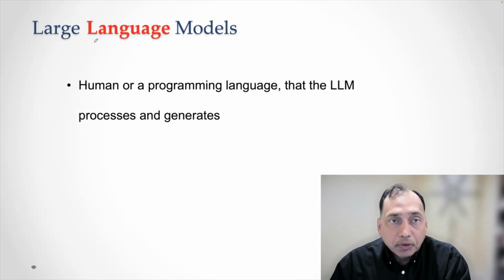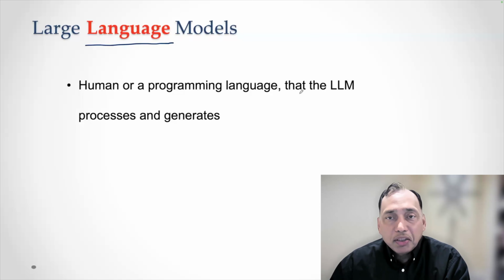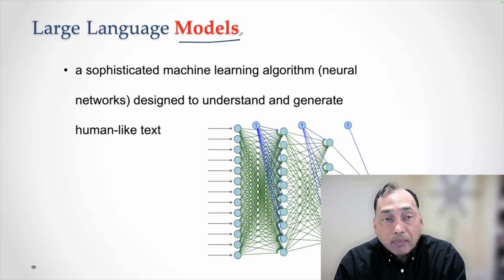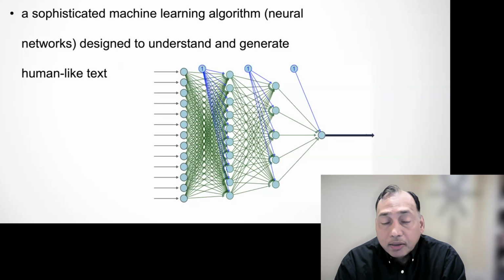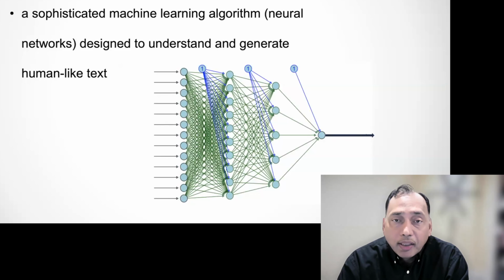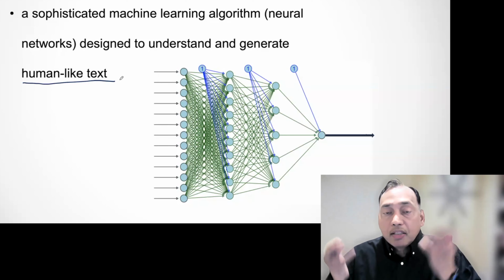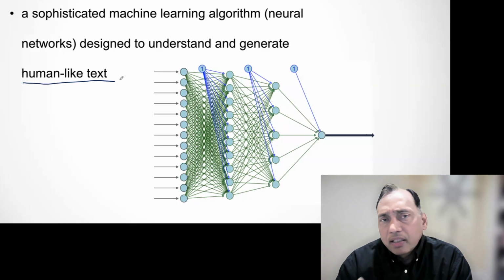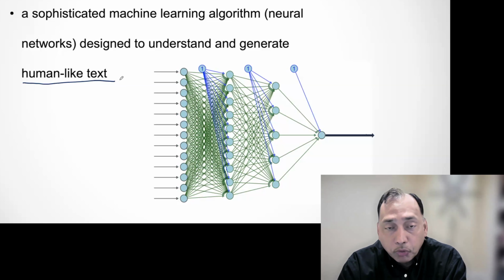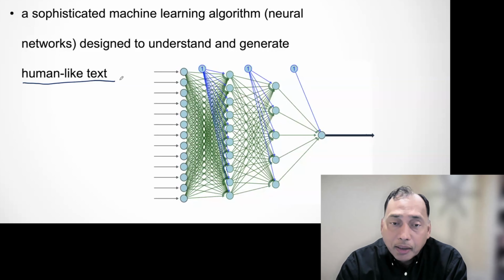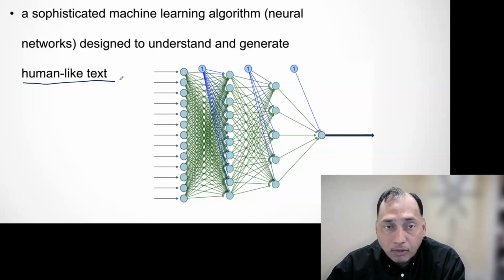Now, when you look at language, it is talking about human or programming language that the LLMs process and also can generate. And models are sophisticated machine learning algorithms. In this case it is neural networks, designed to understand and generate human-like text, because it is trained on a huge amount of data. Obviously, it makes some mistakes sometimes, but anytime you get output, you will see that grammatically it doesn't make much error. It can make some errors about the facts, but grammar and other things are almost perfect.